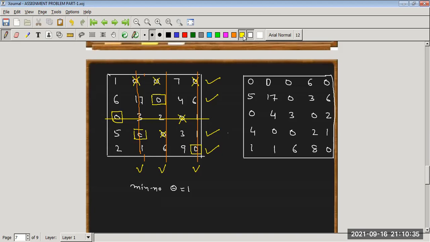Now we start the assignment process. In first row there are 4 zeros. So we don't make assignment in this row. Leave this, come to second row. There is only 1 zero. Assign this 0. And there are 2 zeros in this column, so cross that 0. In third row there are 2 zeros. Leave it. In fourth row there is only 1 zero. Assign this and cross this. Fifth row there is only 1 zero. Assign this 0 and cross this 0.